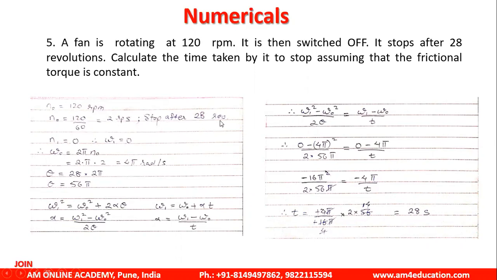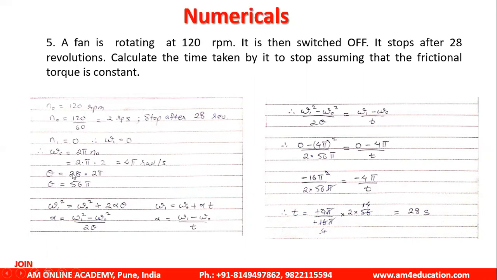Let us note down that also. Final frequency will be 0, n1 will be 0. So omega 1, that is final velocity, will also be 0. First let us see what is the initial velocity, that is omega 0. Omega 0 is equal to 2 pi n0. N0, we know, is 2 RPS. On substituting all these values, we get the initial angular speed as 4 pi radian per second.